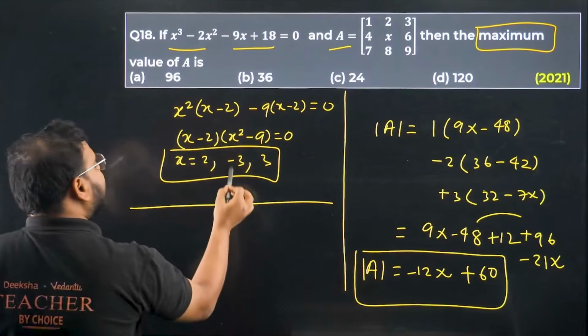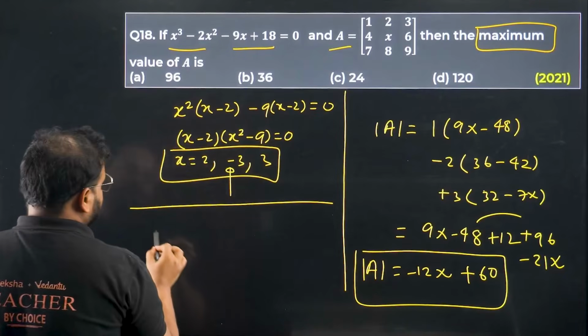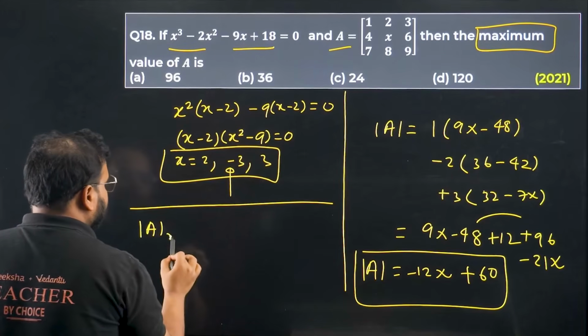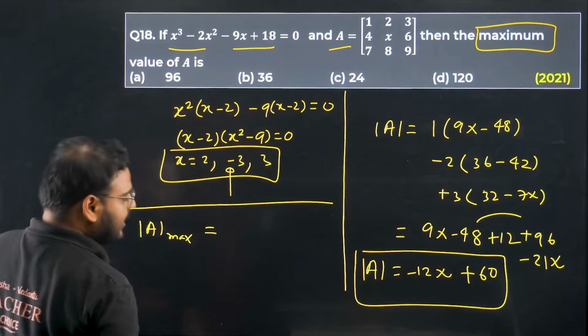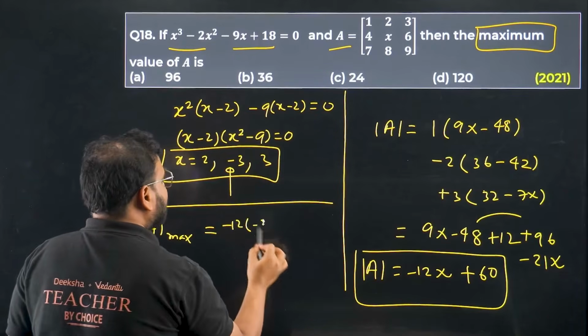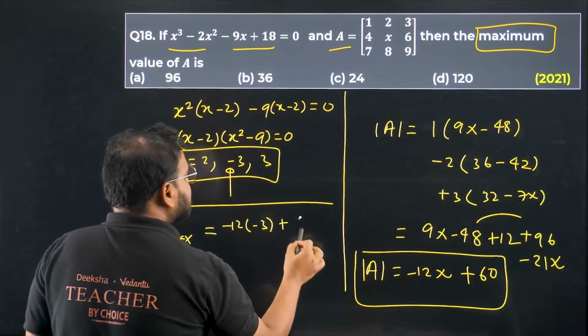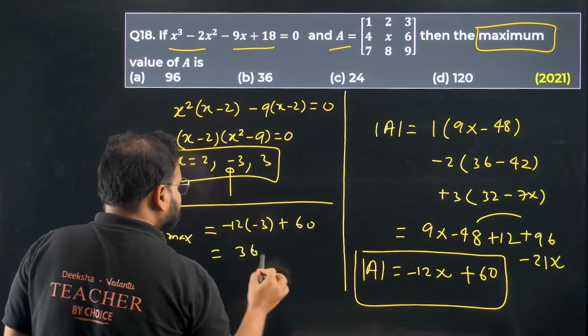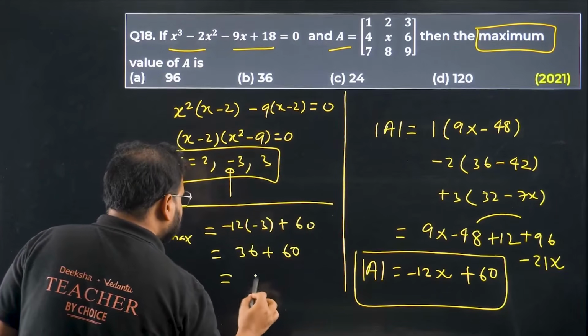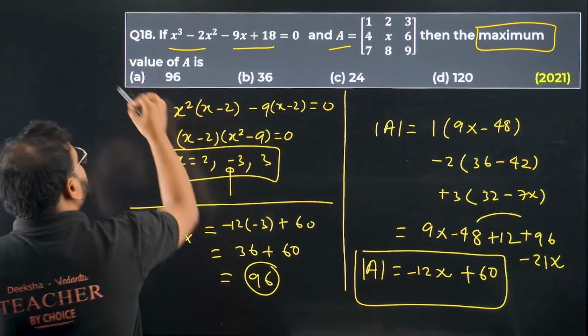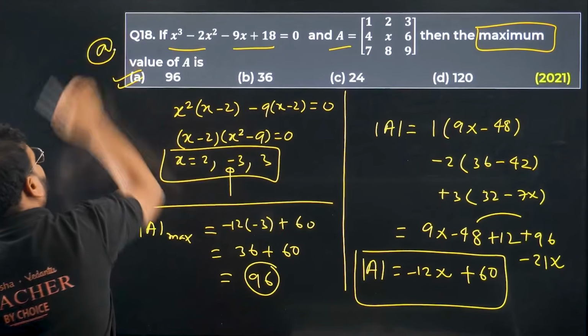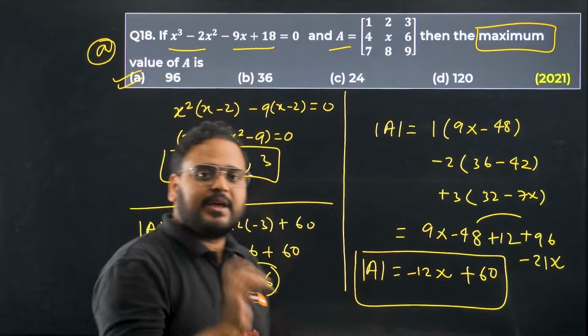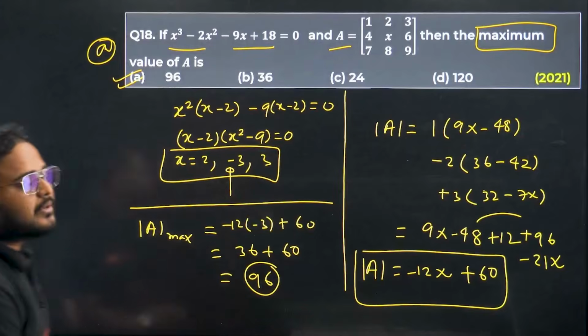We have only one negative value. What is that? Minus 3. Use that. Determinant of A maxima will occur at minus 12 times minus 3 plus 60. How much is that? 36 plus 60. Answer is 96. Option A. Question 18, option A is correct.